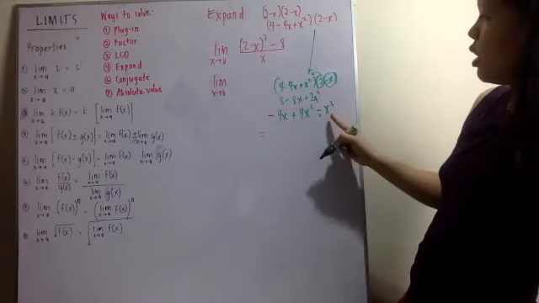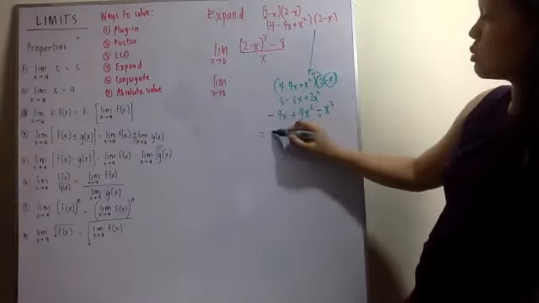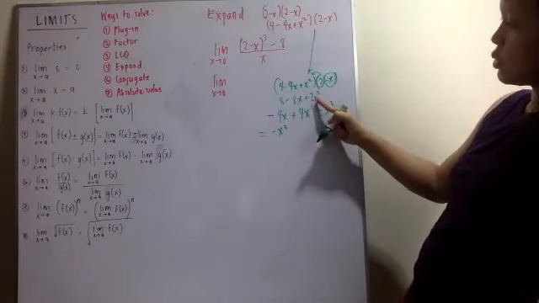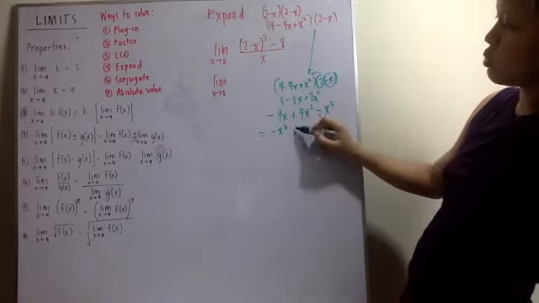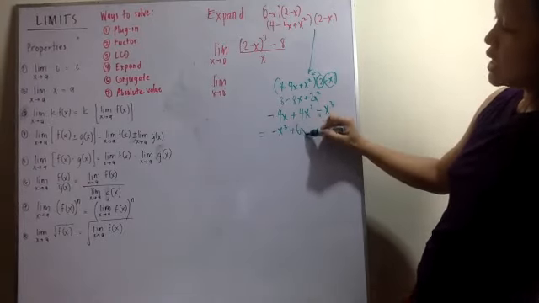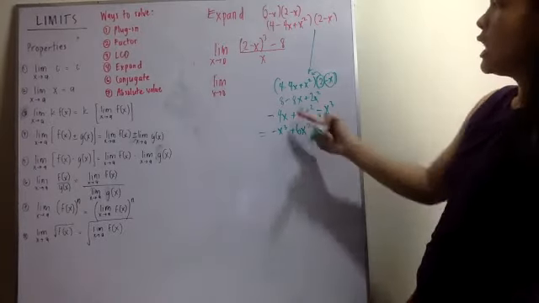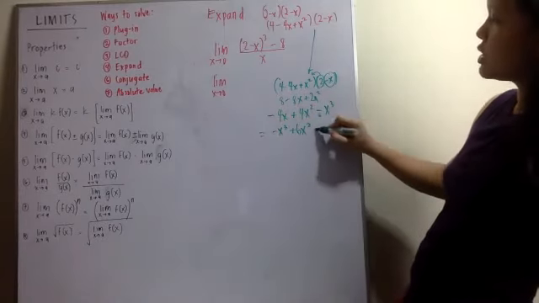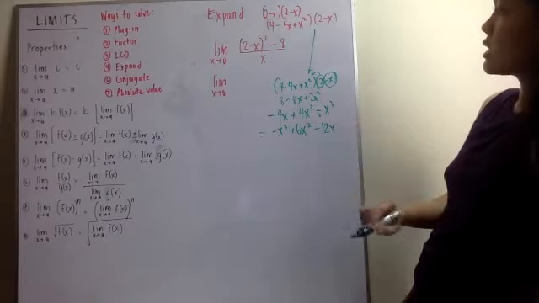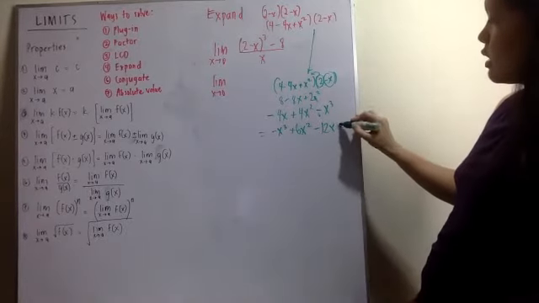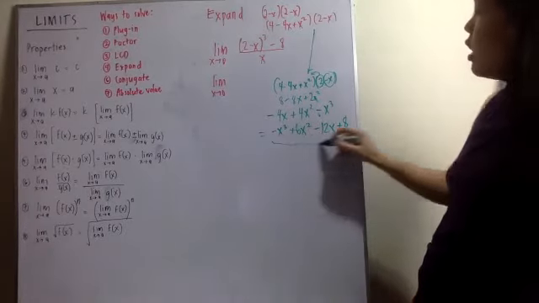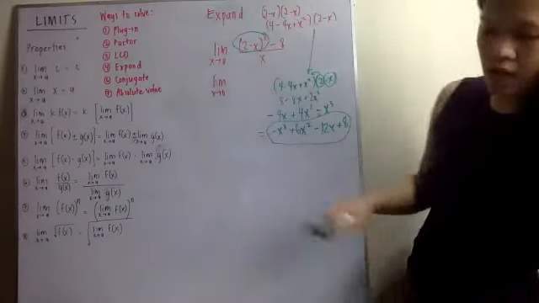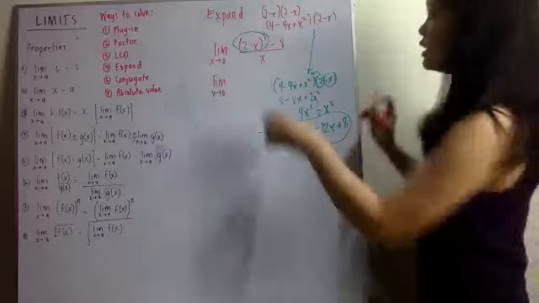Simplify natin to. We have, ito pinakamalaki, so negative x cubed. Ano yung mga x squared? Positive 2x squared and positive 4x squared. So that's positive 6x squared. Negative 8x and negative 4x, so that's negative 12x. Okay? Plus 8. So ito, yan yung expanded form nito. Okay? So, kopyahin natin dito sa taas.